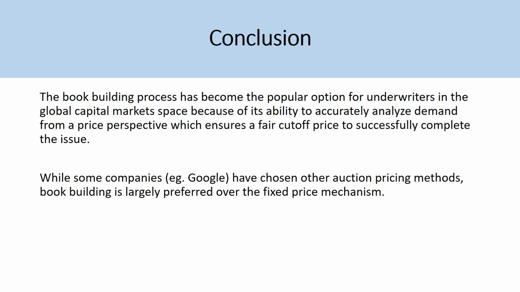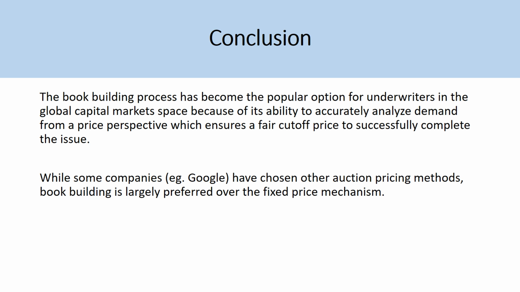So in conclusion, the book building process has become the popular option for underwriters in the global capital market space because of its ability to accurately analyze demand from a price perspective, which ensures a fair cutoff price to successfully complete the issue. While some companies, and the big example was Google, with the Dutch auction process, have chosen other auction pricing methods, book building is largely preferred over the fixed price mechanism.